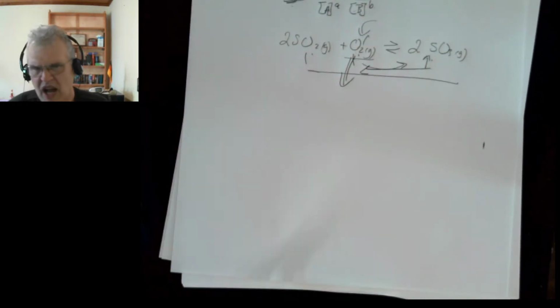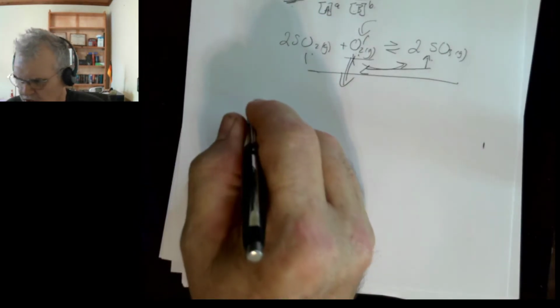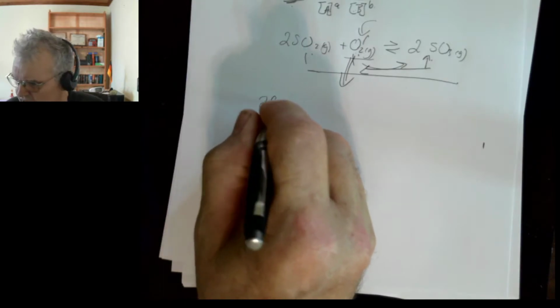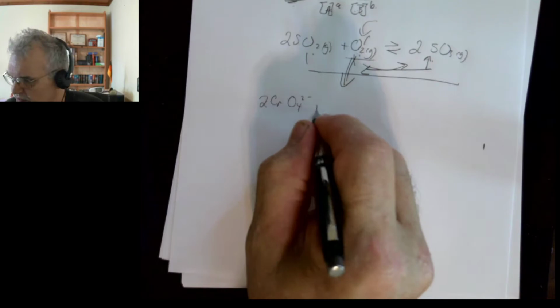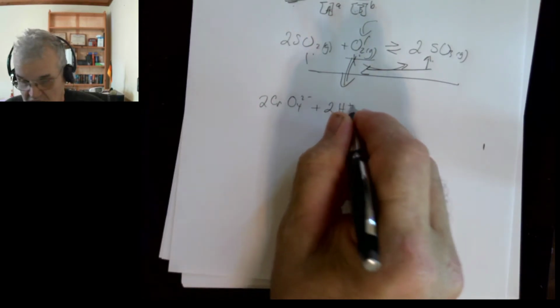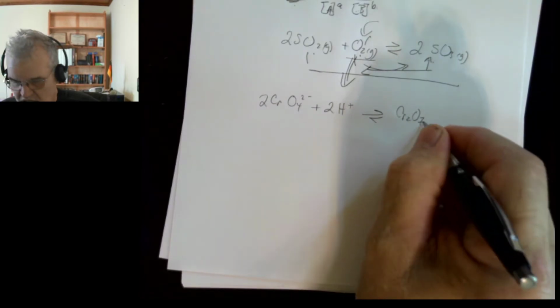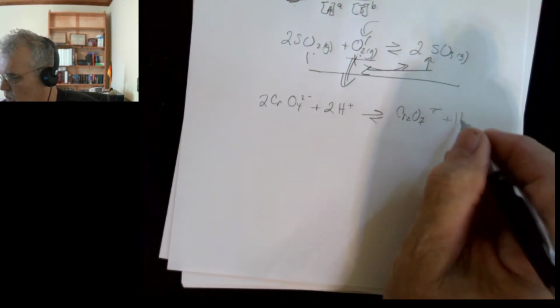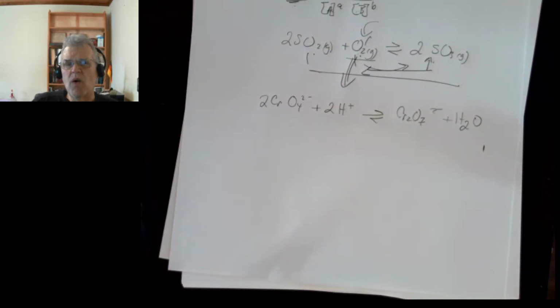So let's go through a couple of examples, and we'll get some understanding and make sure we understand what's going on. So example number 1 in the handout. I have CrO4 2-, which is called what? And that's going to produce Cr2O7 2- and water.